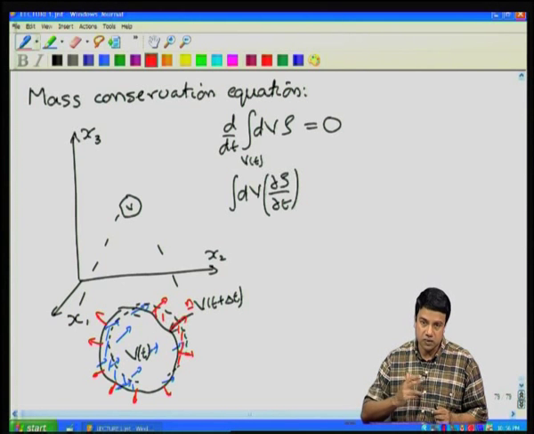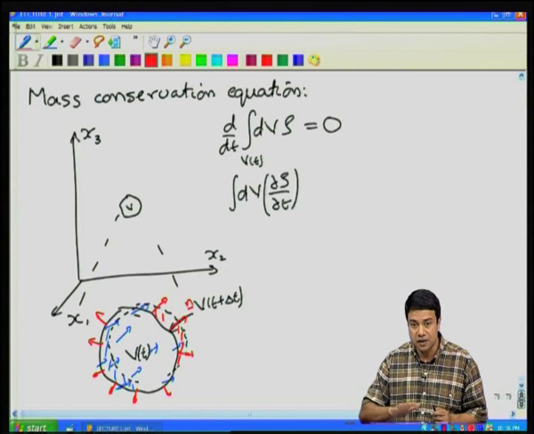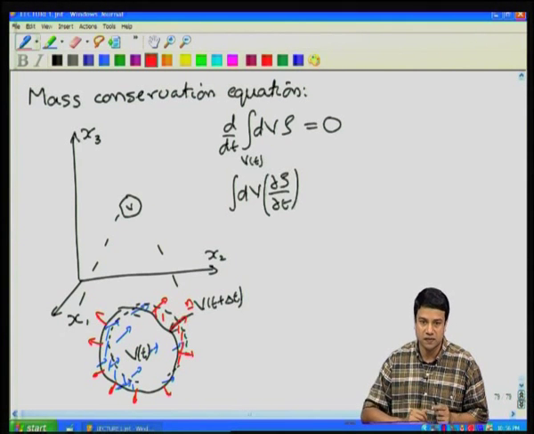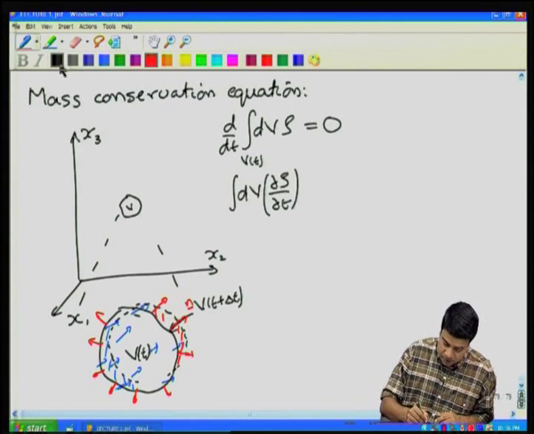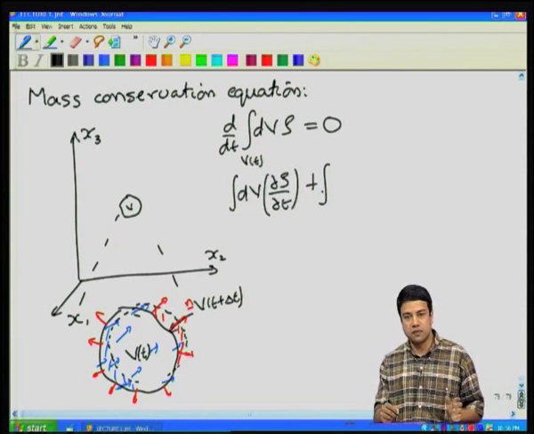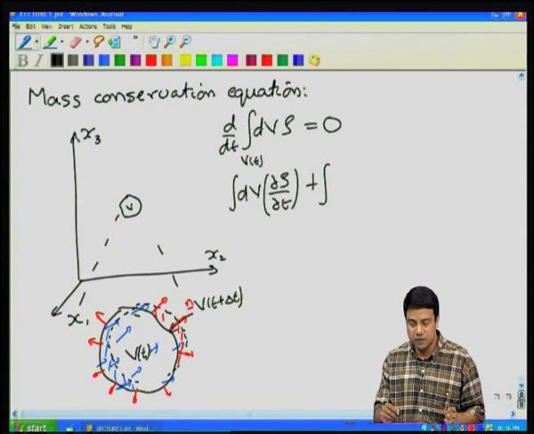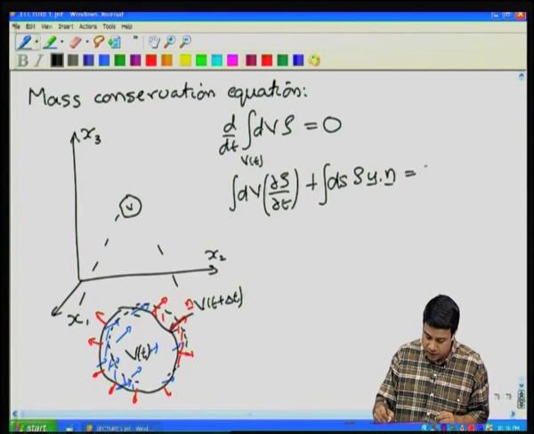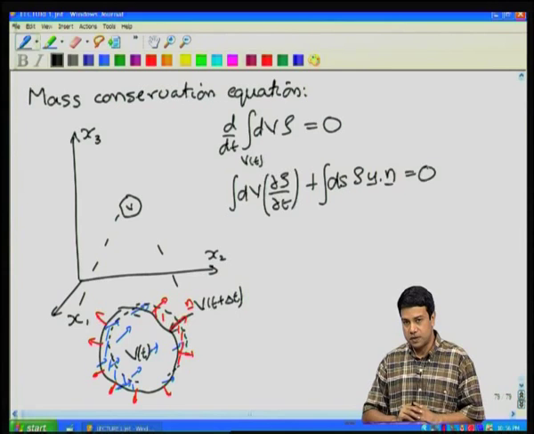However, u dot n also is negative. So, u dot n automatically tells you whether the volume has come in or left. On that basis we had shown that this second part, due to the volume that is coming in and the volume that is leaving, is the integral dS rho times u dot n. That has to be equal to 0.